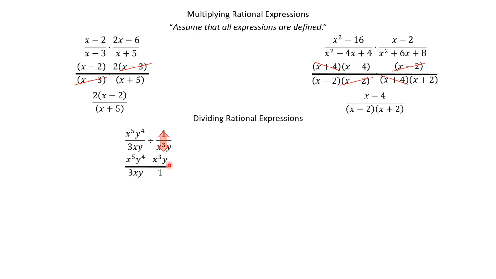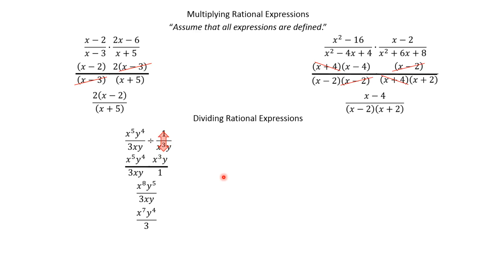Or for a problem like this, I'd just combine our like terms. X to the 5th times x to the 3rd. When we multiply things, we add the exponents. So that's x to the 8th and y to the 5th. And then 1 times 3xy is just 3xy. And now we can divide x to the 8th over x. That's x to the 7th. Y to the 5th over y. That's y to the 4th. So we have x to the 7th, y to the 4th over 3. This one wasn't all that exciting. It was just, hey, how do we divide?